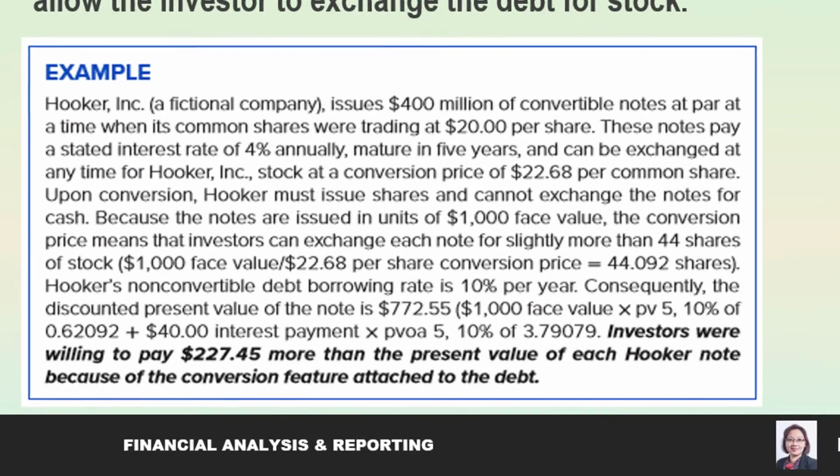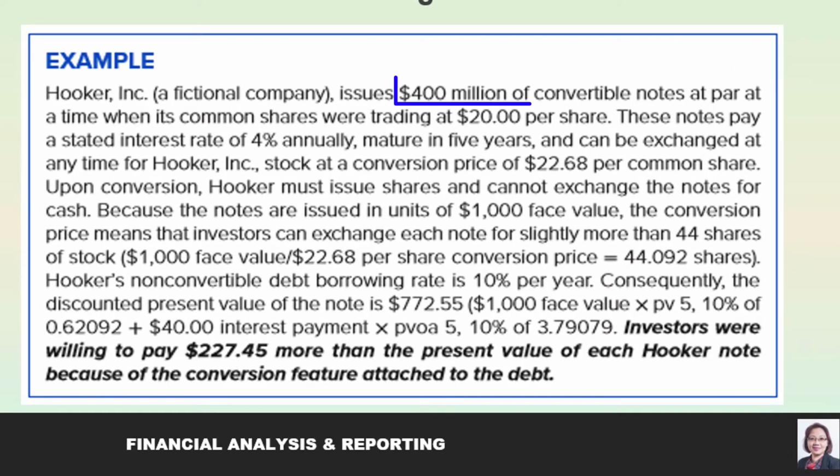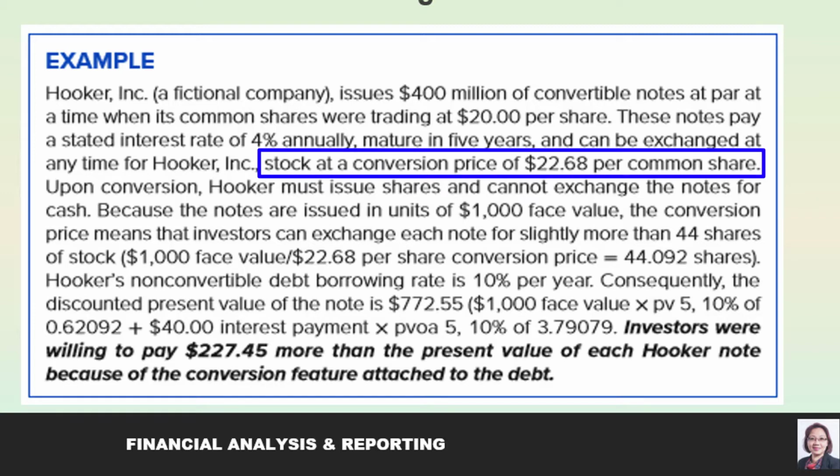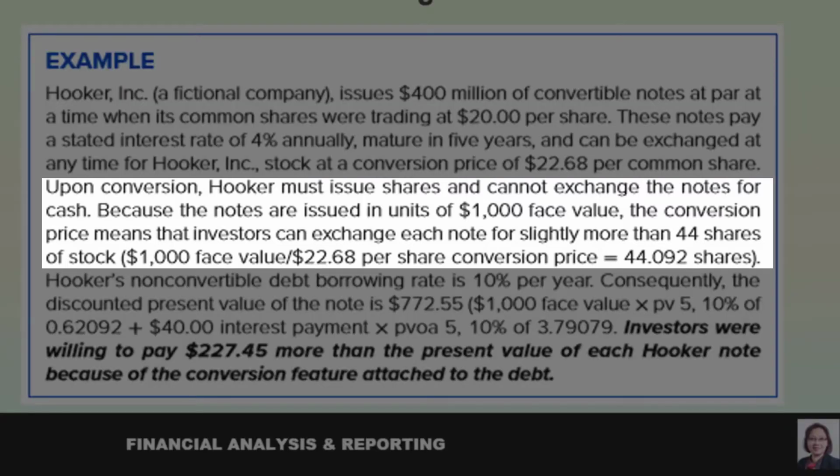So here's an example. Hooker Inc. issues $400 million of convertible notes at par at a time when its common shares were trading at $20 per share. These notes pay a stated interest rate of 4% annually, mature in 5 years, and can be exchanged at any time for Hooker Inc. stock at a conversion price of $22.68 per common share. So upon conversion, Hooker must issue shares and cannot exchange the notes for cash.